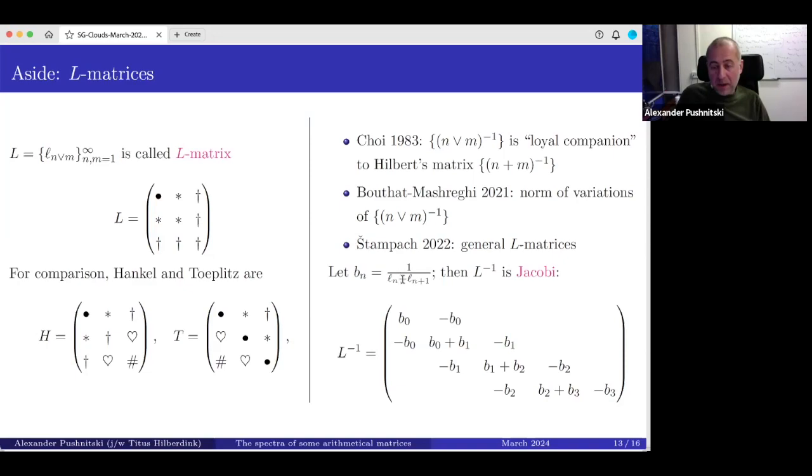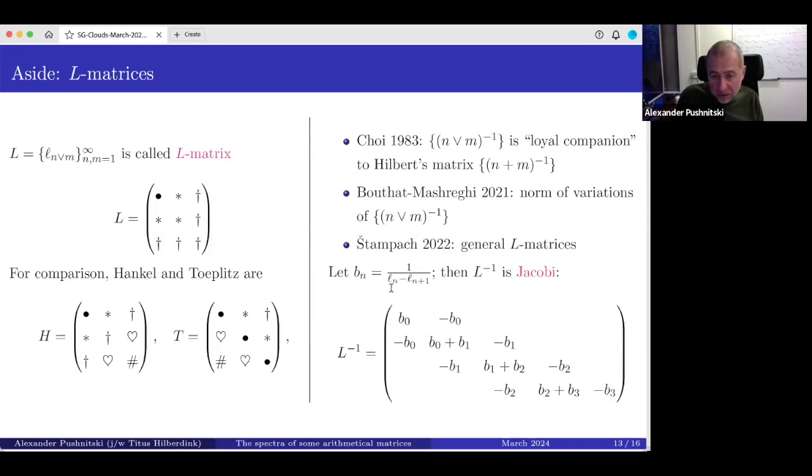And he made an important observation, which is key to this, that all such matrices are inverses of Jacobi matrices. So let's assume, more precisely, let's assume that Ln minus Ln plus 1, right? So L is this sequence. So it's the defining sequence of this matrix. So this is L1, this is L2, this is L3, and so on.